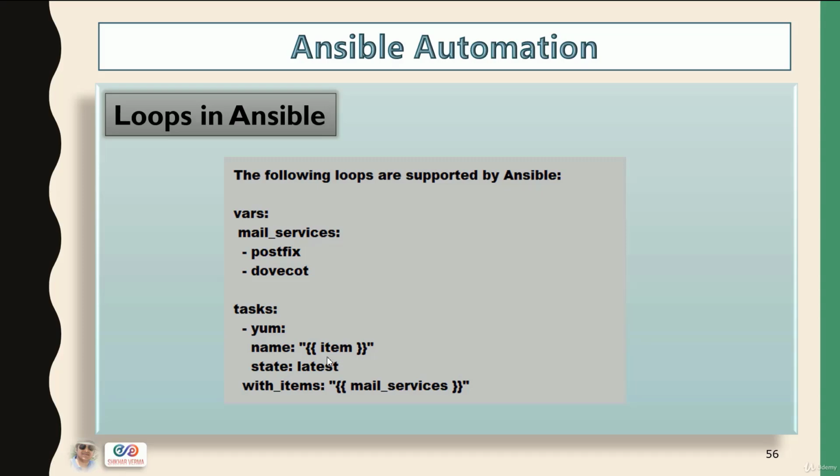What are all the values within items? I can call the variable value from the mail services. Here I have mentioned mail services, so it is looking for the mail services variable, and in the mail services we have 2 values. So this way also you can use the loops in Ansible.